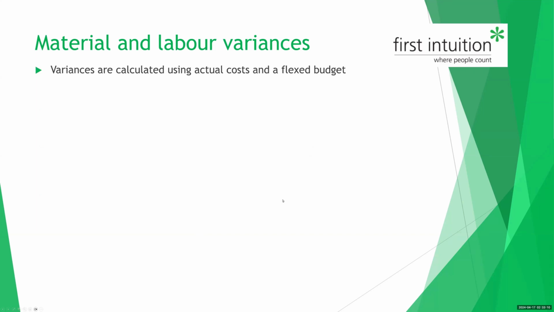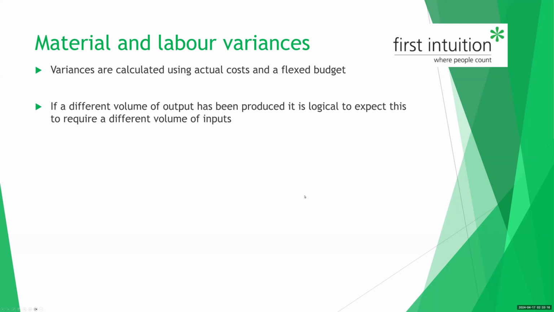When we calculate a variance, we compare actual costs to a flexed budget. What do we mean by that? Well, if we plan to make 1,000 units and use 10,000 kilos of material to make 1,000 units, if we make, let's say, 1,100 units, then plainly we expect to use a lot more material. We expect to use 11,000 kilos of material.